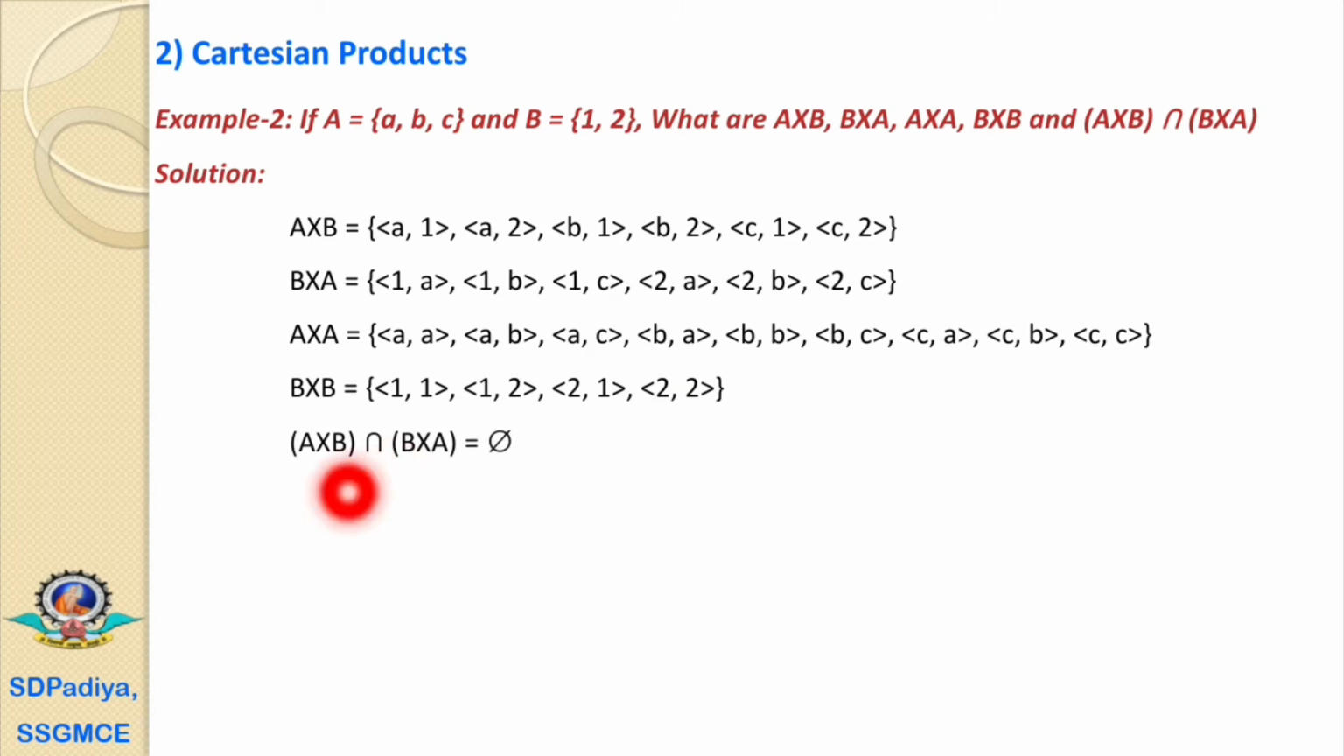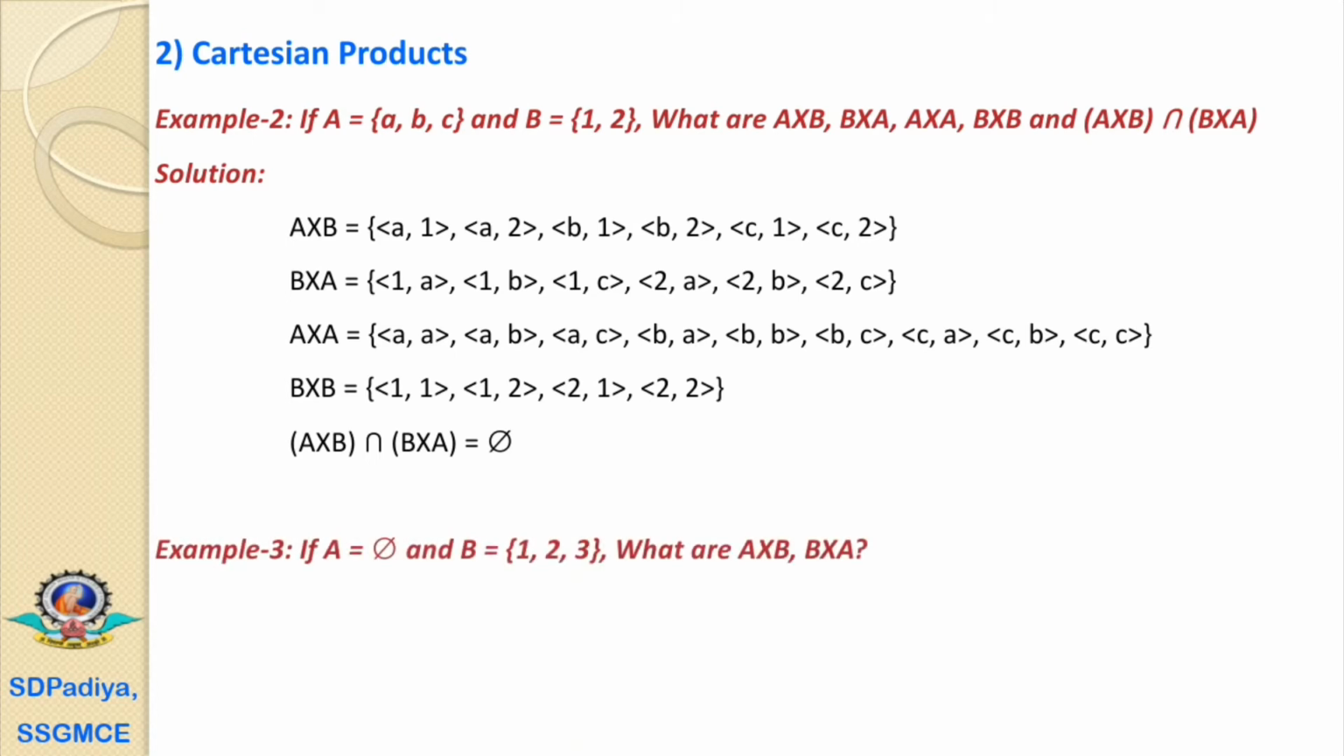Now, the Cartesian product of A and B intersection Cartesian product of B and A. If we observe these first two Cartesian products, then we can conclude that there is no similar term. That's why this intersection is equal to pi, same as previous.